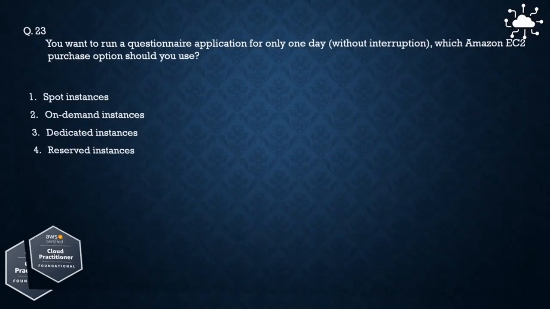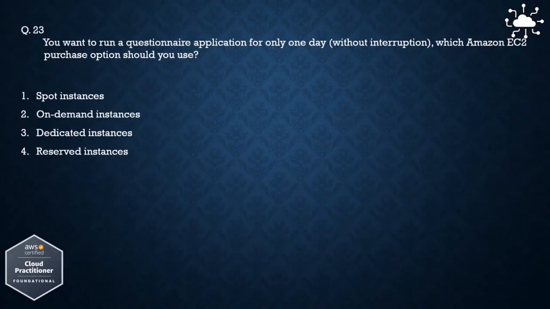Question number 23. You want to run a questionnaire application for only 1 day, without interruption. Which Amazon EC2 purchase option should you use? 1. Spot instances. 2. On-demand instances. 3. Dedicated instances. 4. Reserved instances. The correct answer is on-demand instances.